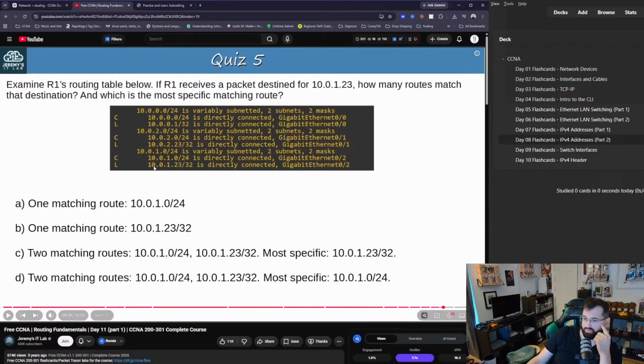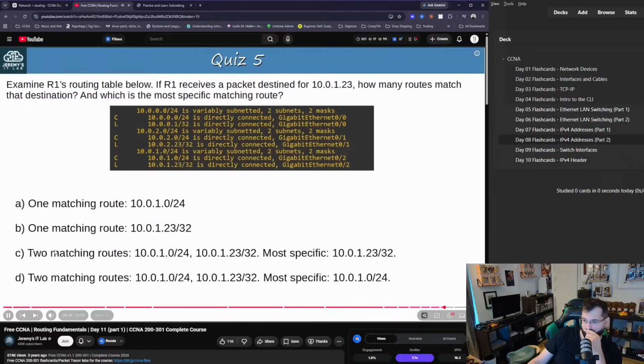It's going to be this one. 0.0, 0.1, 0.23. It could be either C or L, but L is more correct. So the one match, two match routes, most specific. Yep. Which is the most specific matching route?